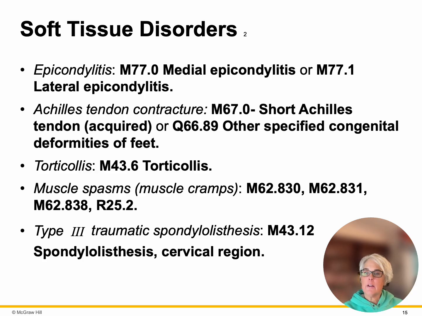An Achilles tendon contracture can be an acquired condition, M67.0, or a congenital one, Q66.89. Documentation must clarify whether it's acquired versus congenital in order to land in the correct chapter. Torticollis is a twisted neck position, coded to M43.6. Muscle spasms or cramps can also be coded with M62.83 or R25.2, depending on how they are documented. You want to always check whether the provider treats it as a primary muscular disorder or a symptom.